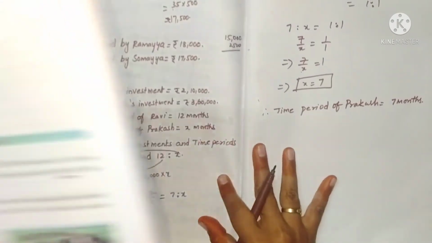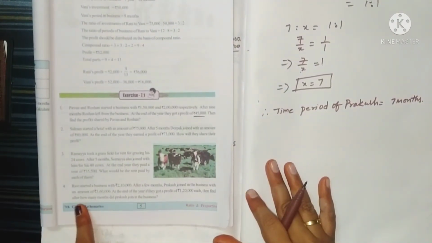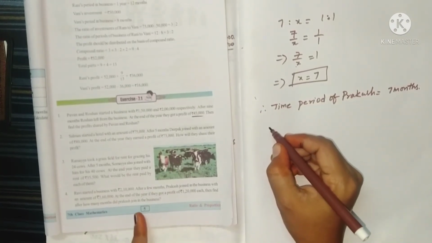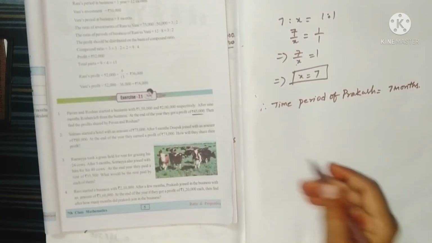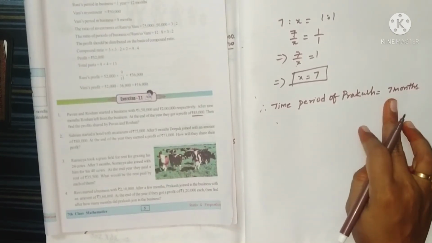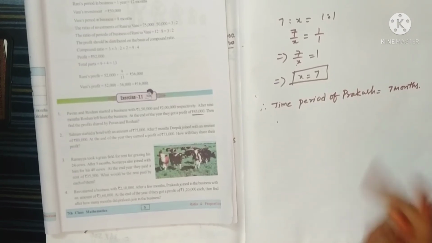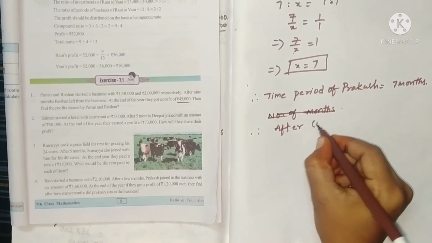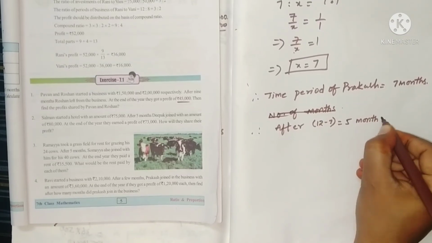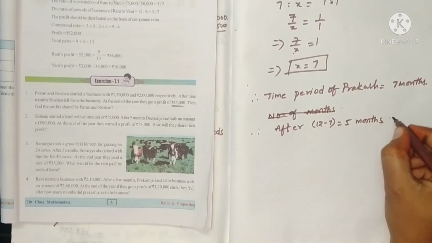But in the question they are asking after how many months did Prakash join in the business. So after how many months he joined, he did business for 7 months. So total 12 months నుంచి 7 months subtraction చేసినప్పుడు 5 months వచ్చేస్తుంది. Okay. So therefore after 12 minus 7 is equals to 5 months Prakash joined the business.